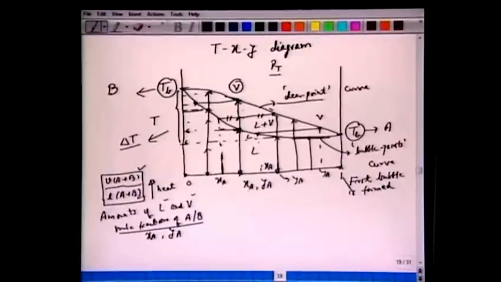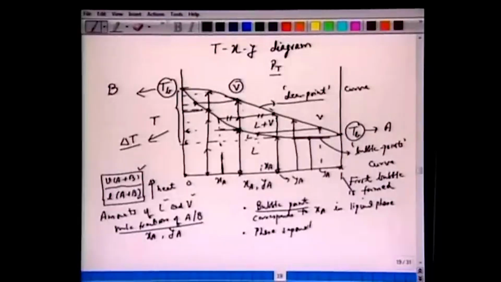So we make three very important points here. One, there is a bubble point. This corresponds to XA in the liquid phase. So this is the temperature at which the first bubble is formed, or the liquid just starts boiling. After that, there is phase separation, or we have a liquid plus vapor mixture.